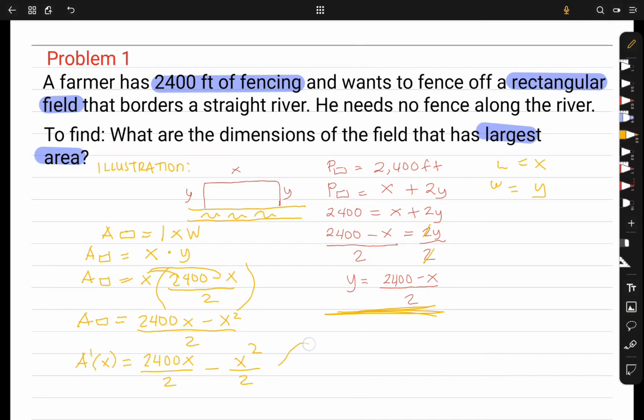So, dito na lang. So, differentiate natin. So, derivative ng 2,400x all over 2, that is ilan? 1,200 minus derivative ng ating x squared all over 2, that is magiging 2x all over 2 yan. So, makakancel yung ating 2. So, magiging x na lang.